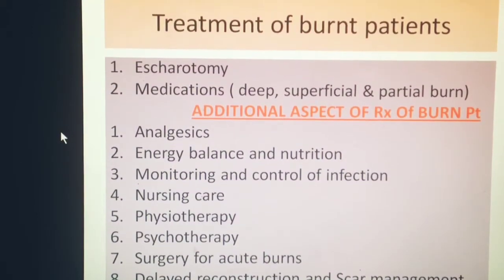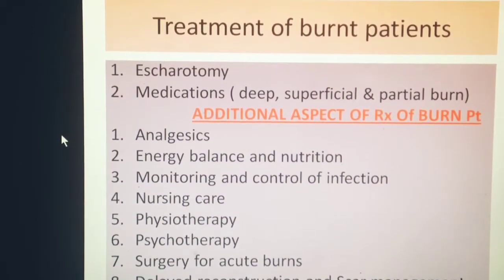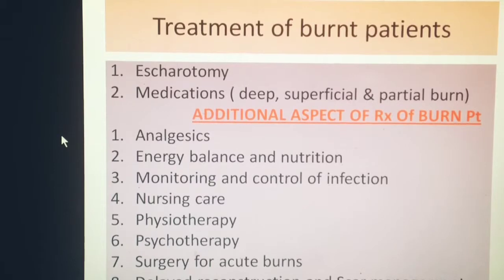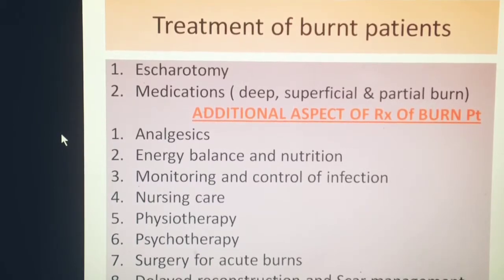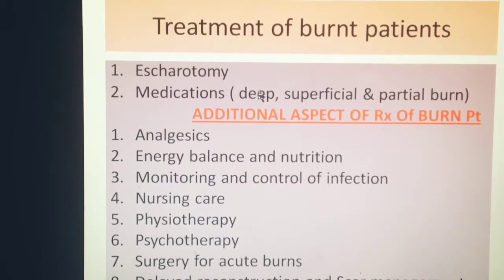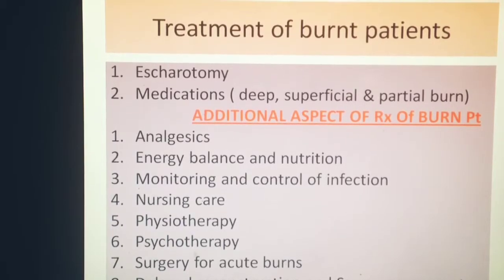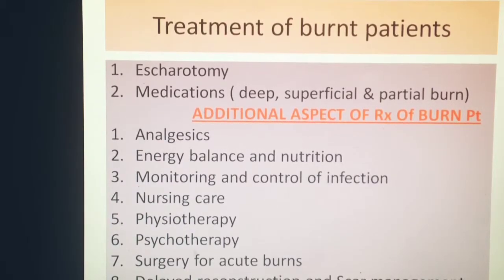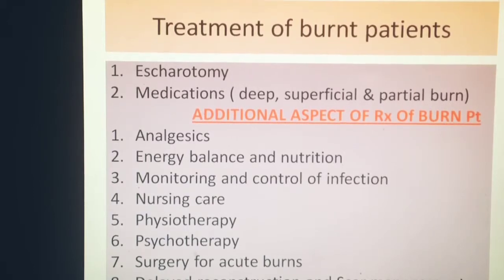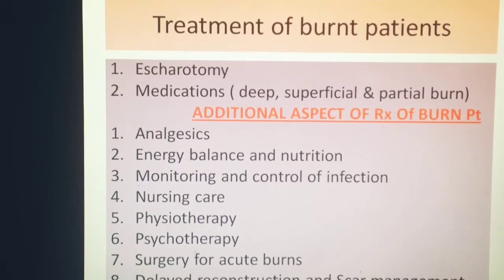Now, how do we treat a burn patient? We do escharotomies, which is basically making small cuts on the body so the body can easily expand. We can also give medications according to deep, superficial, and partial burns. The additional aspects of treatment of the burn patient are giving analgesics, energy balance and nutrition, monitoring and control of infection, nursing care, physiotherapy, psychotherapy, surgery for acute burns, and delayed reconstruction and scar management.